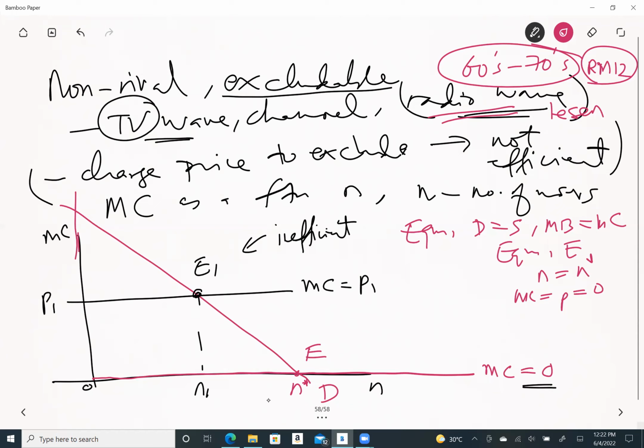So that's why you see this in many types of good. For example, golf courses. It's a public good, but as more people come in, it becomes rival. So they charge fees. Another example is the swimming pool. Some swimming pools are not excludable, but rival. So they charge a price to use the swimming pool.